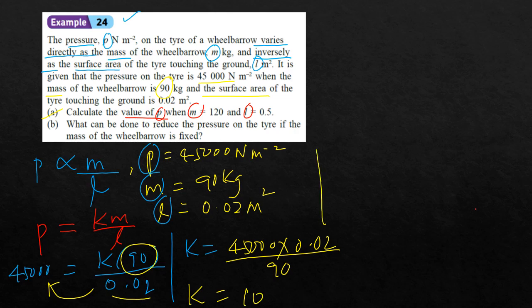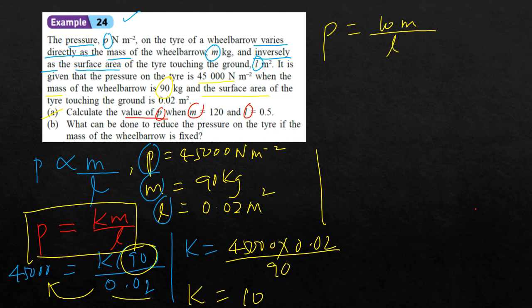So when you get your K is 10, you just substitute it in this equation. So you'll get P equal 10 M over L. Yeah, so the 10 is a bit confusing. Okay, now you can answer A. Calculate the value of P when M is 120 and your L is 0.5. So you'll get P equal 10 times 120 divided by 0.5, that is your L. So your P is 2,400 Newton per meter square.